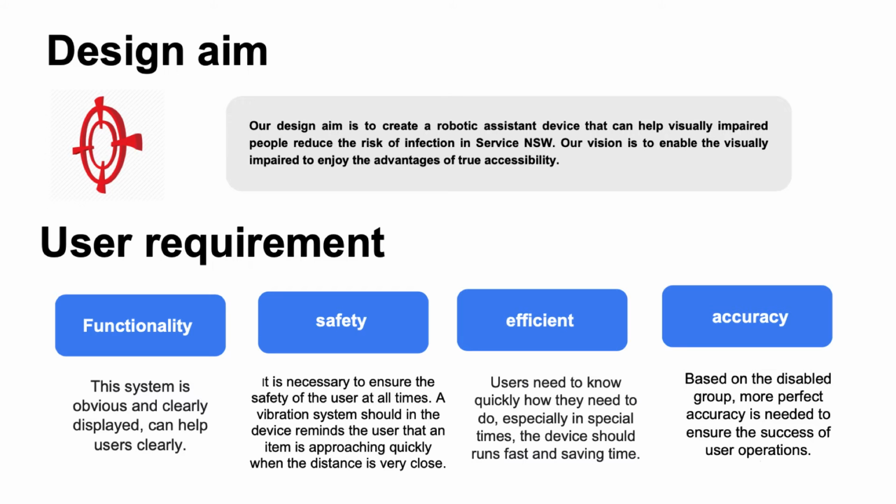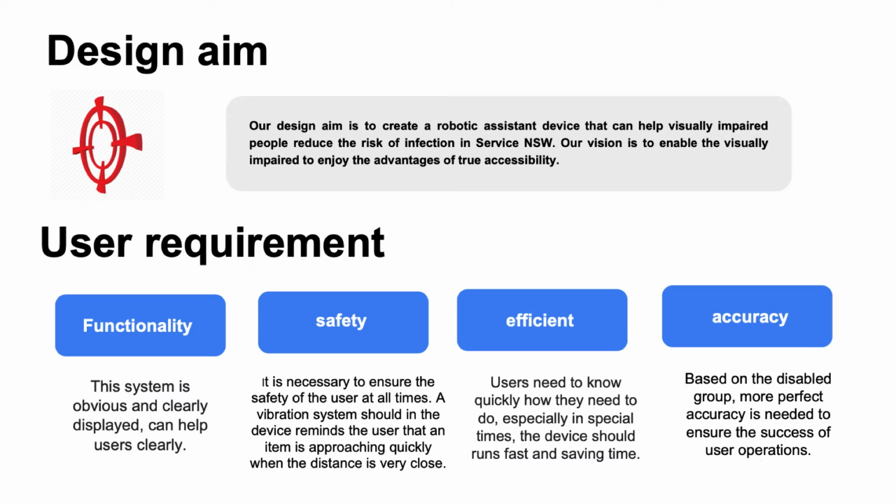We have 4 user requirements, divided into 4 parts. The first one is functionality: the system should be obvious and clear. Next is safety. It is necessary to ensure the safety of the user at all times. A vibration system in the device reminds the user that an item is approaching quickly when the distance is very close. Then efficiency. Users need to know quickly what they need to do, especially at special times. The device should run fast to save time.